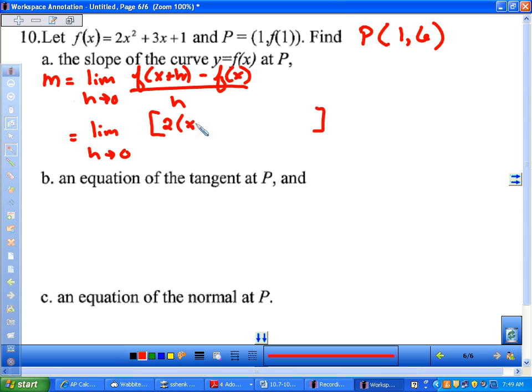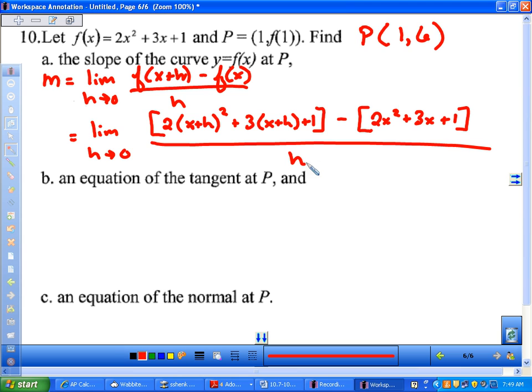2 parentheses x plus h squared plus 3 parentheses x plus h plus 1, minus bracket of the f of x, 2x squared plus 3x plus 1, all over h. And now here is where the simple mistakes happen. Folks, there is a lot of room for error on here. If you need to write it all out, write it all out. Take it step by step. Don't overlook something as simple as distributing a negative, because that'll throw the whole thing off.